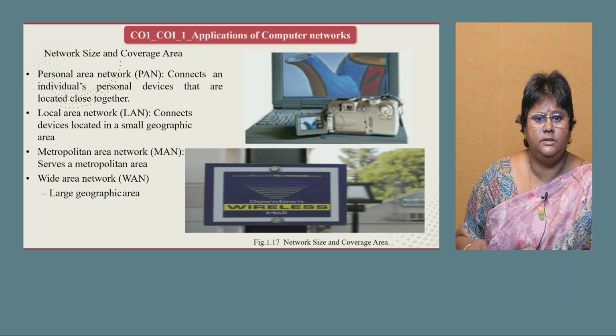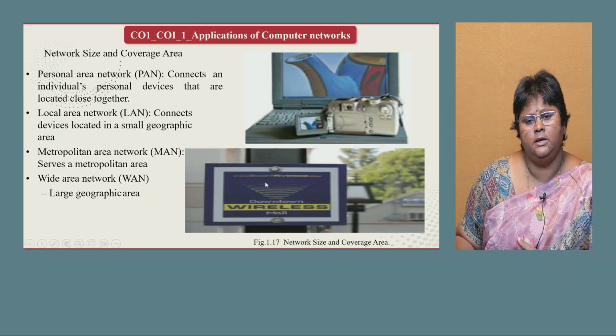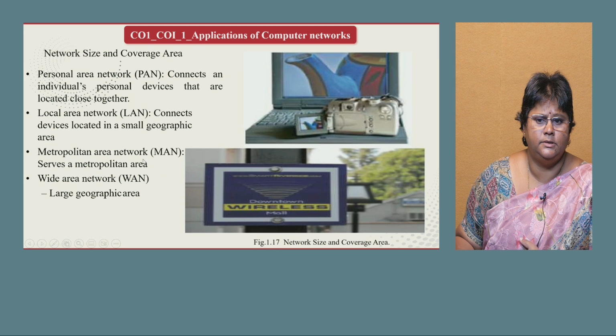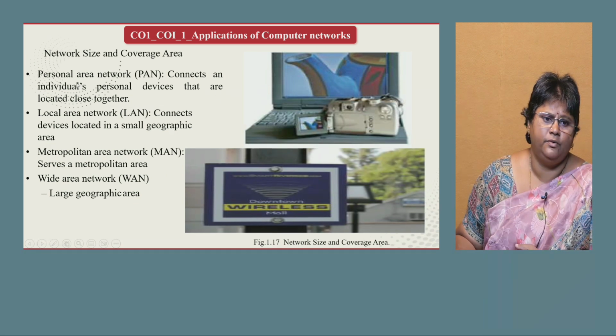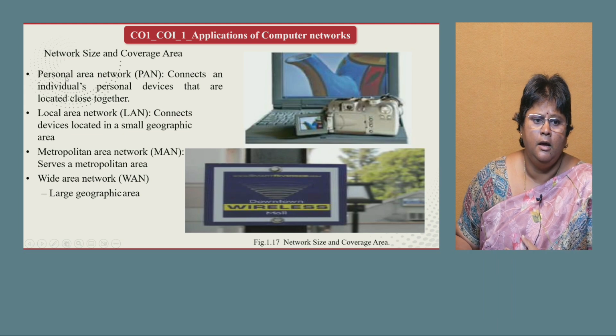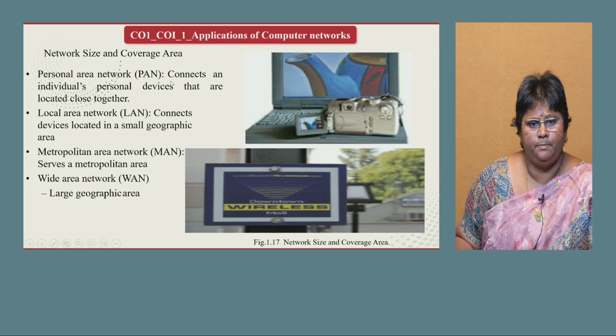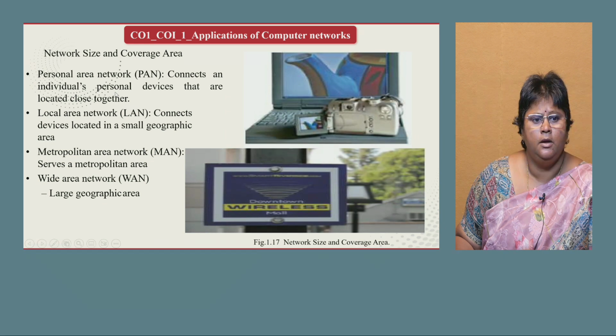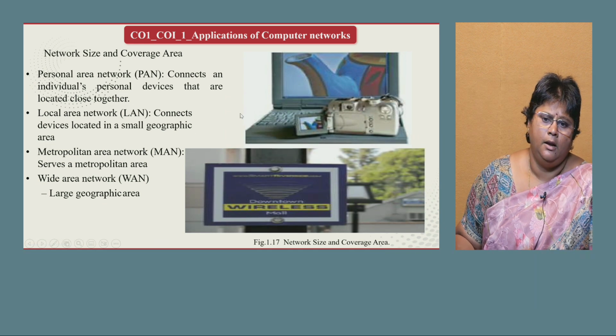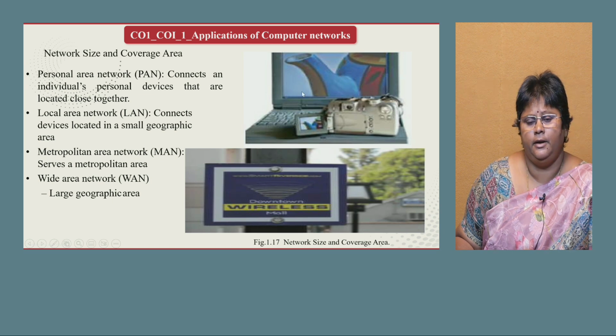Next, these networks are of different sizes, based on the physical area they cover. The first and smallest network is the personal area network, called a PAN. It connects an individual's personal devices that are located close together, like the internet in our home. We have a router, and all our mobile phones, laptops, television, everything is connected to that router.